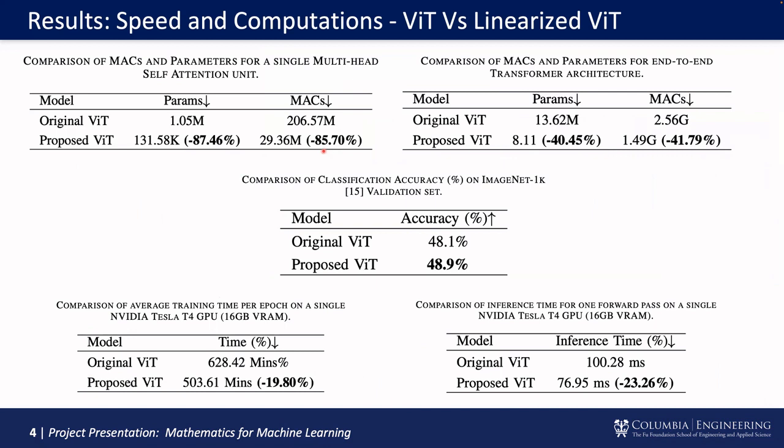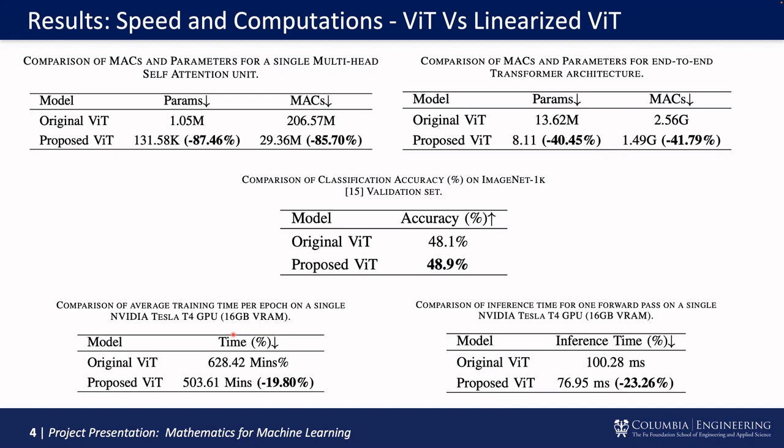A similar trend is observed in the overall architecture, where the end-to-end model required 40% fewer parameters and 41% fewer MACs compared to the original baseline ViT. The reduction in the model size did not lead to any classification performance loss, as evident from table number 3. So the proposed ViT matched the classification accuracy by achieving 48.9% on the validation set, whereas the original ViT achieved 48.1% after 30 epochs of training. In terms of the convergence speed, on average, per epoch training time was approximately 20% less for our proposed model.